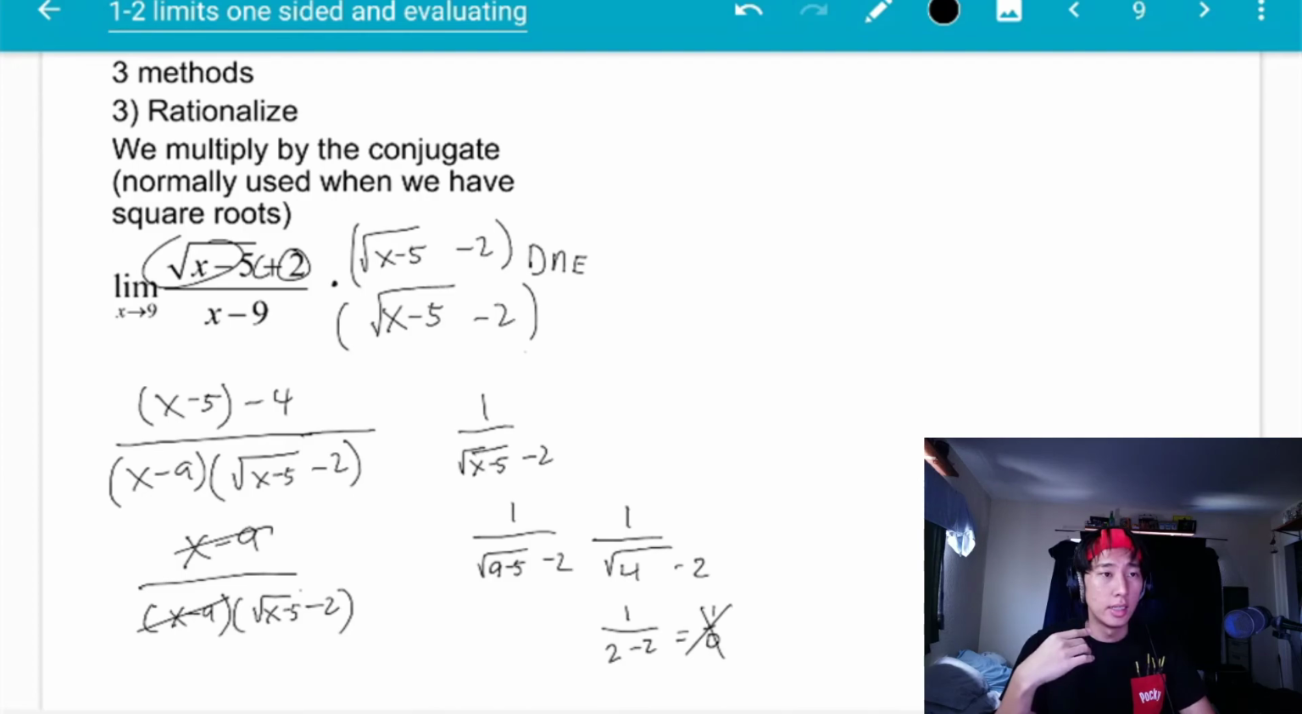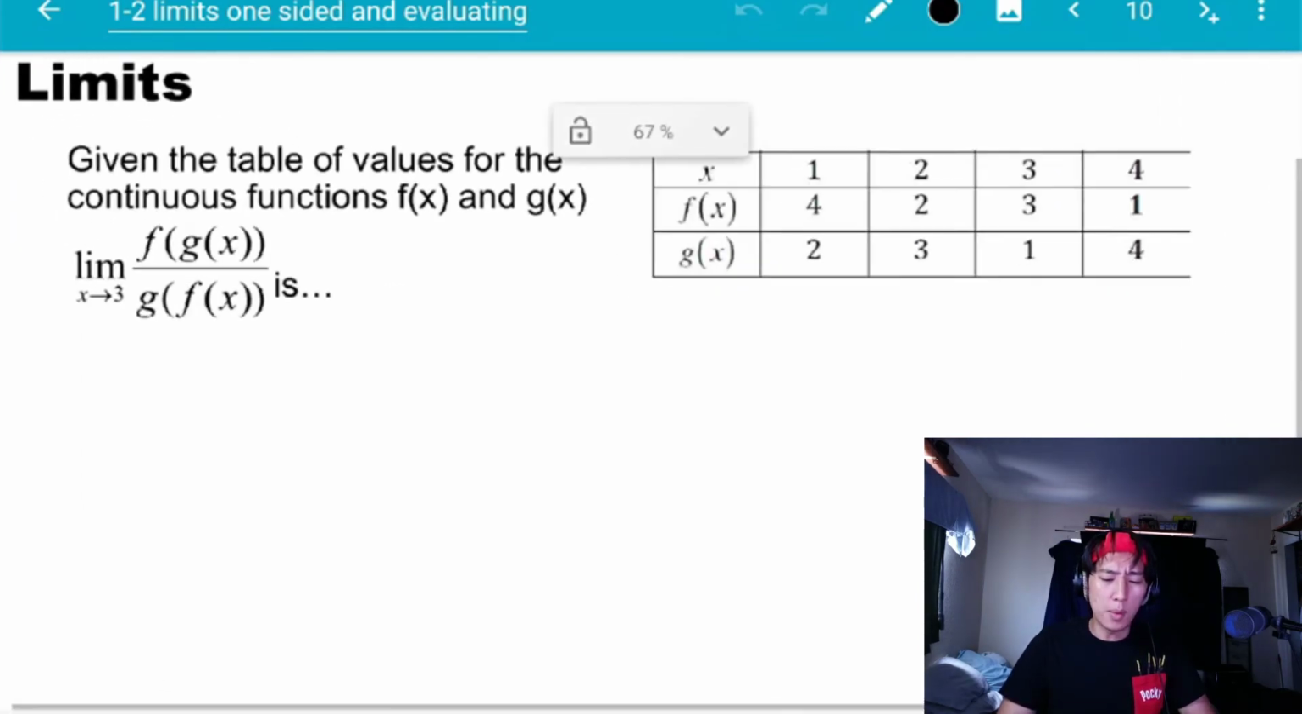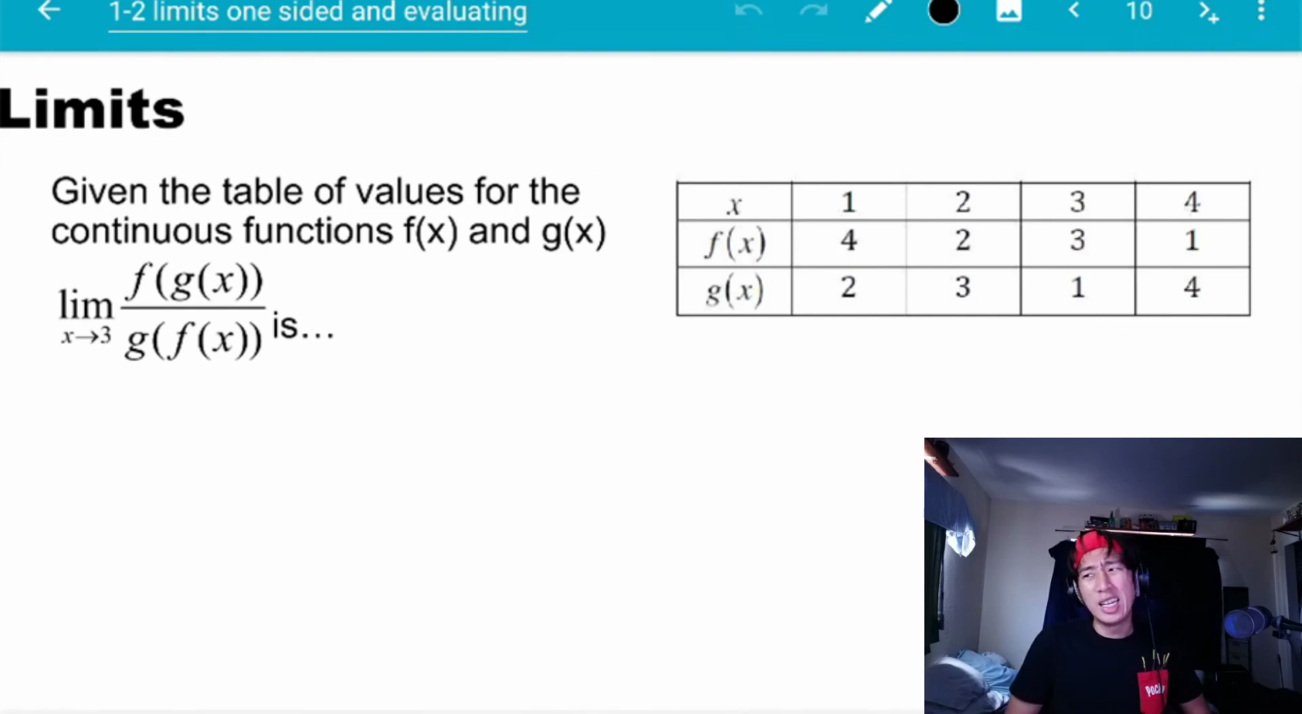Okay, since it looks like we're doing all right, last thing that we're going to do is look at this. This is a really common problem that they like to throw on AP exams. It's honestly pretty easy, but it's just confusing in the way that it's read.